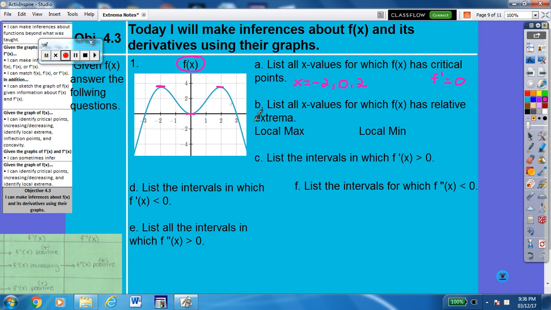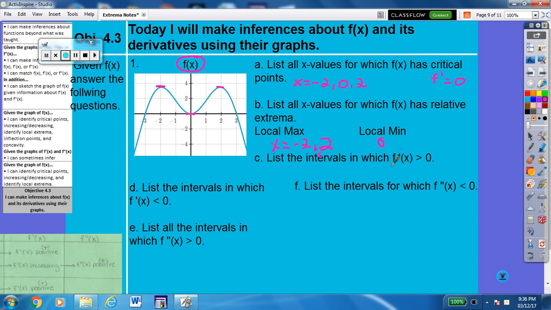And then the next question is to list the local max and local min. Actually, this local max is an absolute max as well, both of these are, but we'll just say that the max happens at x equals -2 and 2. And then the local min happens at 0.